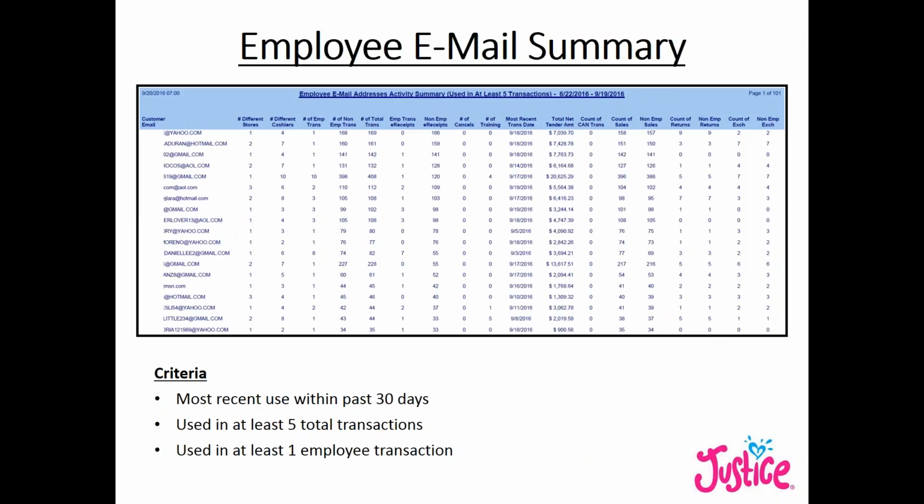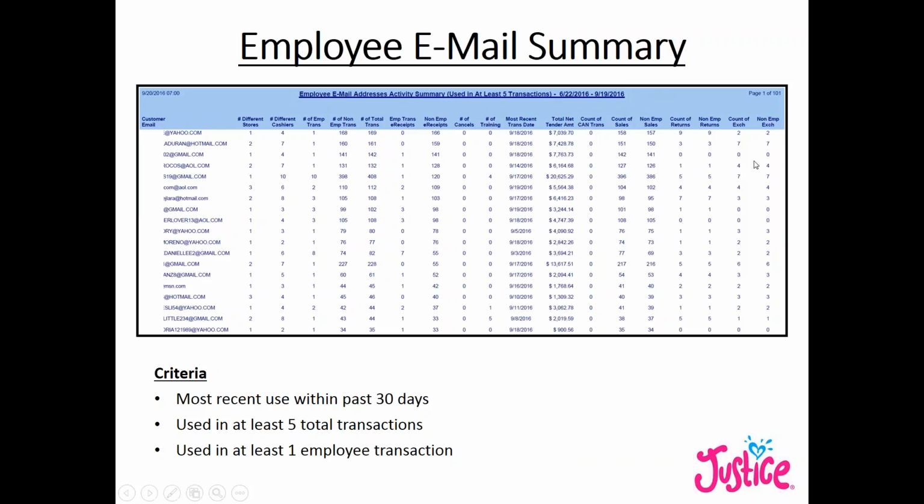To appear on the report, the email has to have been used within the last 30 days, has to have at least 5 total transactions, and has to have at least 1 employee transaction. The thinking there is if it's been used in an employee purchase, there's a decent chance that it's either the employee's email address itself or it's known enough to the employee that they were willing to put it into an employee transaction, which means that they may have access to it. They may be able to get at any e-receipt information that's sent to it.